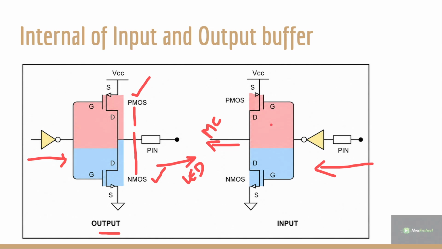This is how PMOS and NMOS are present inside my input buffer. Now you got an idea of what is present inside the buffer. Now we are going to see how the PMOS and NMOS are working according to the input.